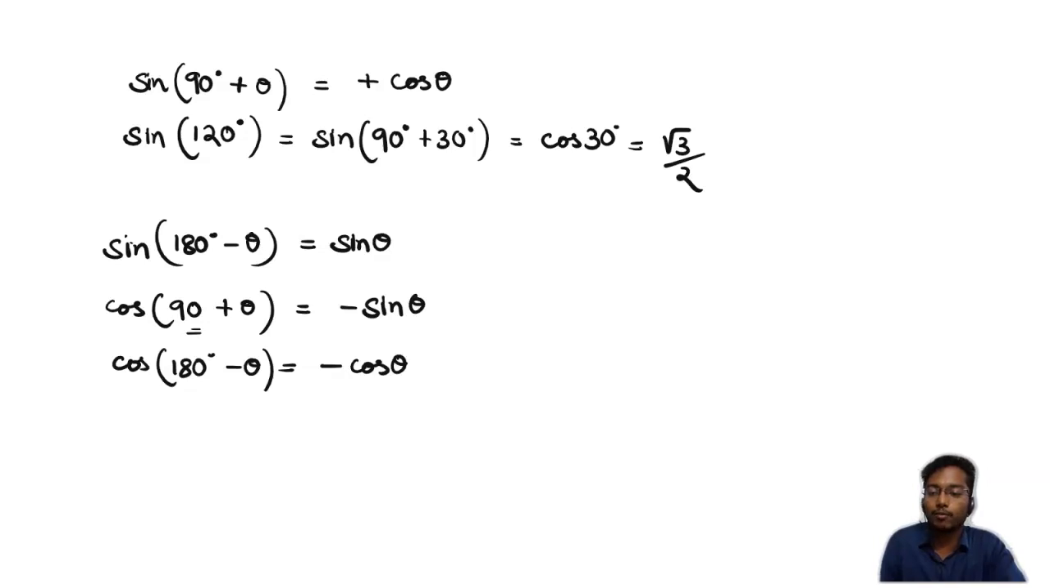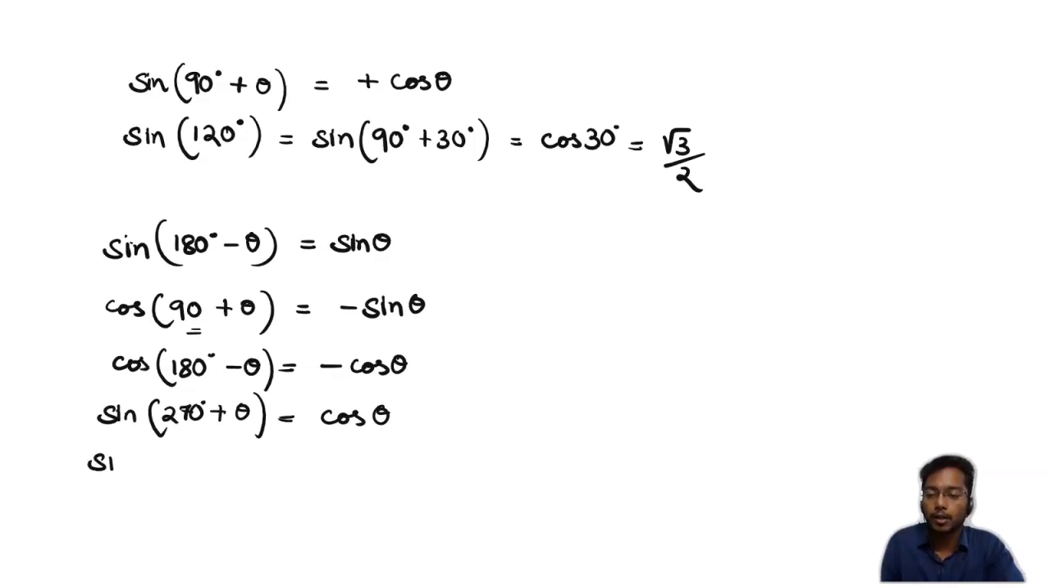Similarly, when we have 270 degree, sine 270 degree plus theta. In which quadrant will this be? It will be in the fourth quadrant. In the fourth quadrant, cos is positive, so we can write cos theta. It will be positive.